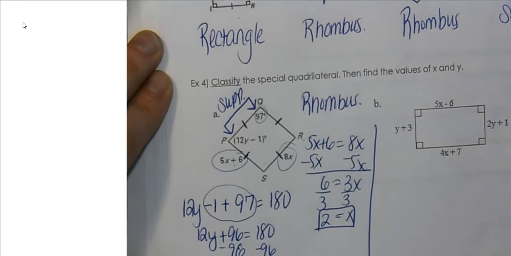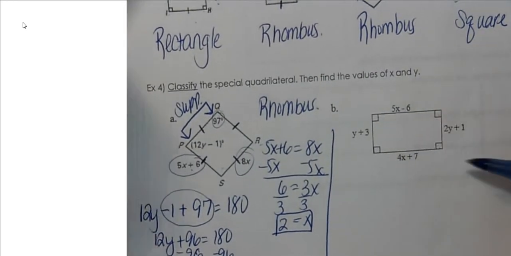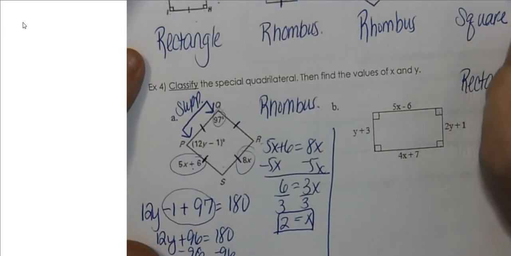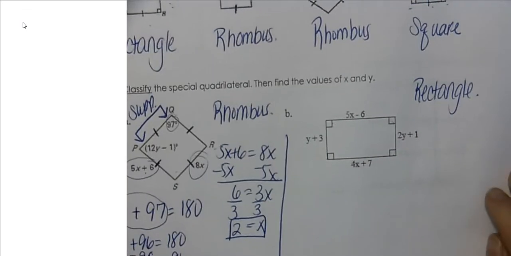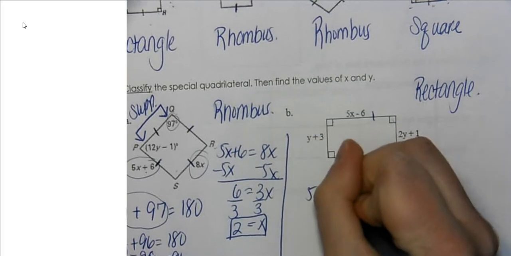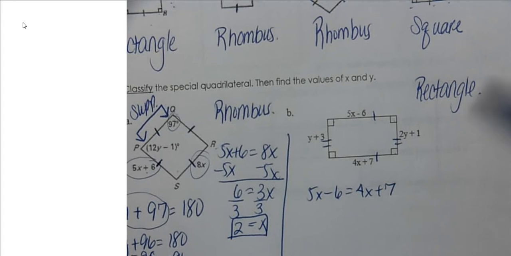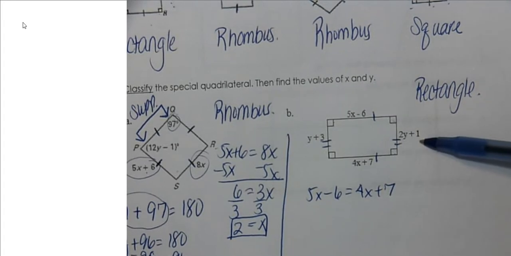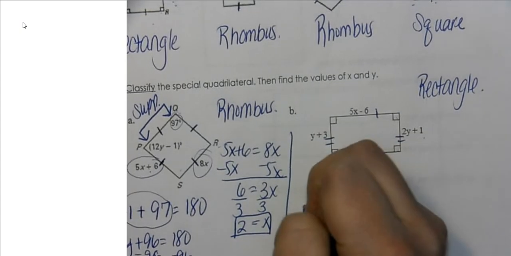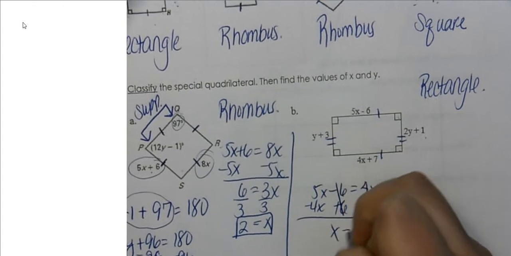Let's go ahead and look at letter B. For letter B, I can see that I have 4 right angles, but I don't know any other information. So I'm going to conclude that this is a rectangle, indicating that opposite sides are congruent. And if that's the case, I'm going to set 5x minus 6 equal to 4x plus 7. And eventually I'm going to set y plus 3 equal to 2y plus 1. I'm using that property that opposite sides are congruent once again. So I'm going to subtract 4x on both sides, and add 6 on both sides. And when I do that, I end up with x is equal to 13.